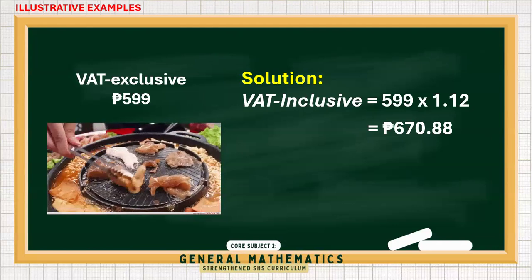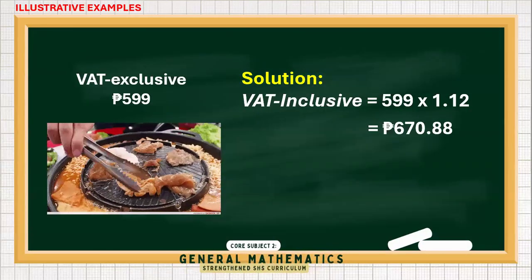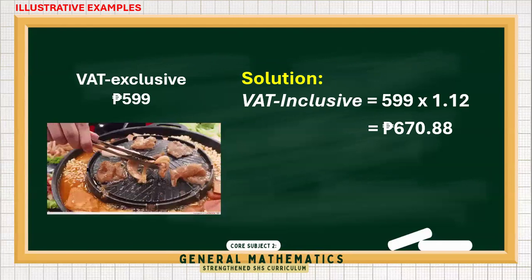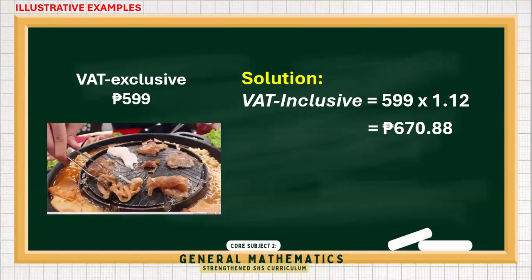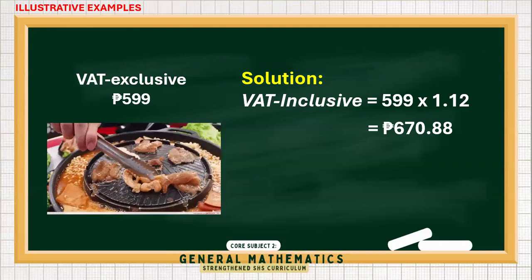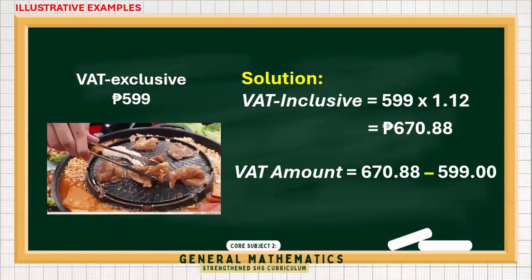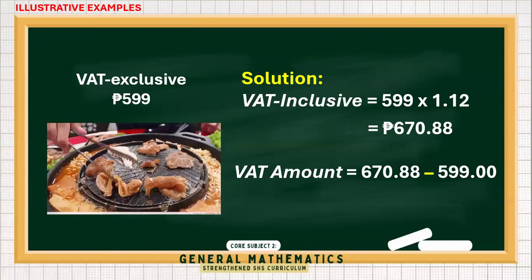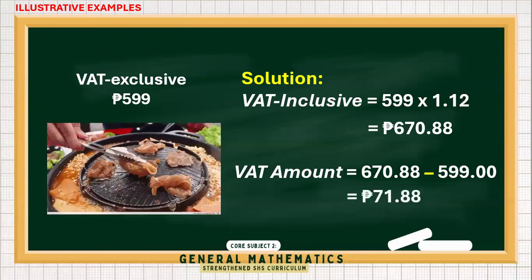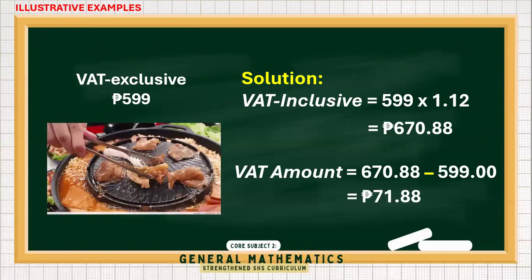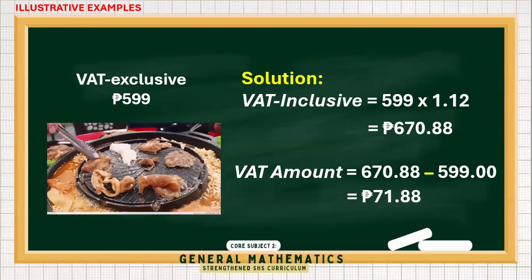But I disagree with what the other companies are doing. They should be showing the real price, which is 670 pesos and not 599, because in the Philippines, it is mandated that it should be VAT inclusive already. So all of the prices must reflect VAT inclusive prices. To get the VAT amount, we simply subtract VAT exclusive from VAT inclusive. Therefore, our VAT is 71 pesos and 88 centavos. It is what the government collects.